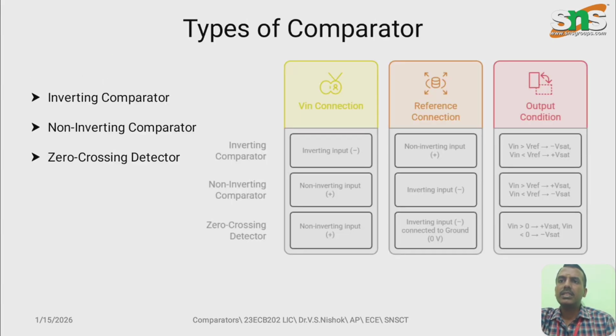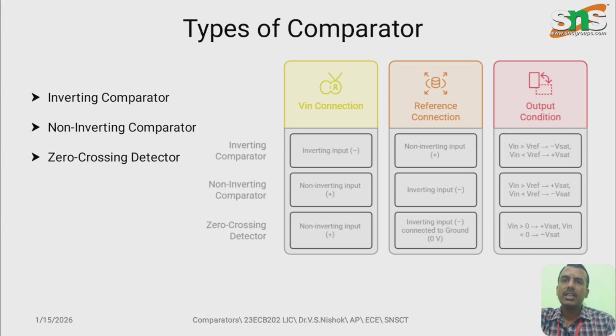Coming to the types of comparator. With the help of the IC741, we can go for the inverting comparator and non-inverting comparator, which are the main types of the comparator. When the analog input signal from the sensor is connected to the inverting terminal, it is called an inverting comparator. On the other side, the reference signal will be connected to the non-inverting terminal.